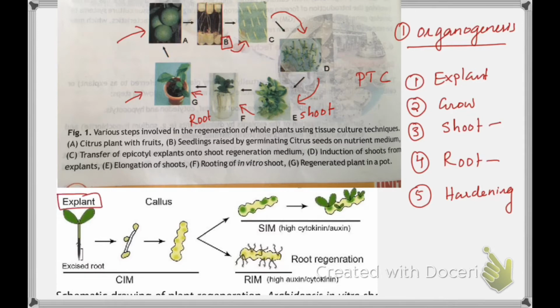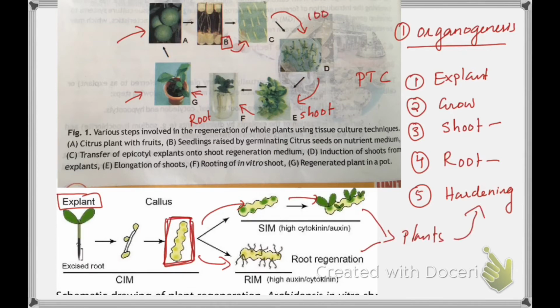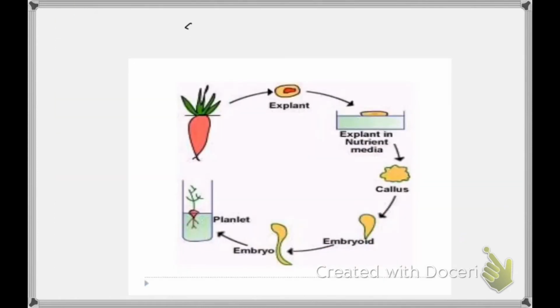See this explant, we generate callus from that. The callus can be induced for shoot generation, and the callus can also be induced for root generation. After shooting and rooting, the plantlets will be formed. So the approach in both these figures shows that we generate roots and shoots and then go for producing plantlets. This method is known as organogenesis.